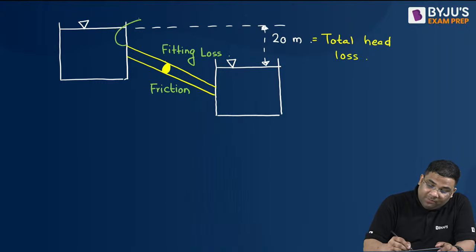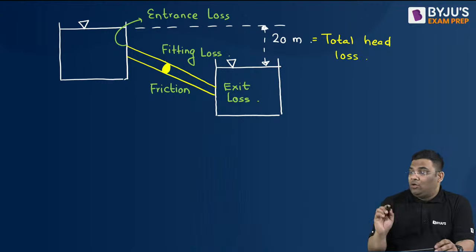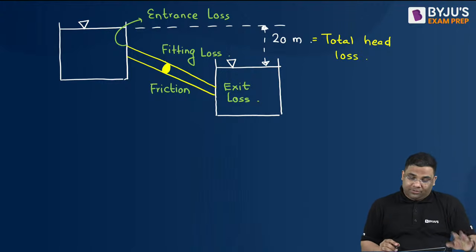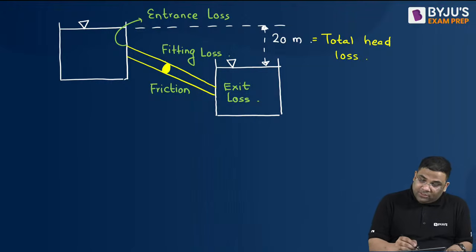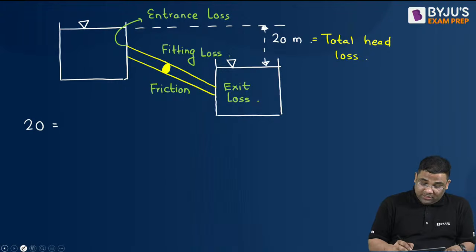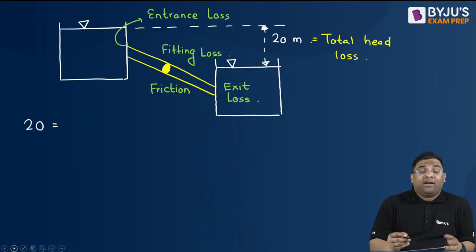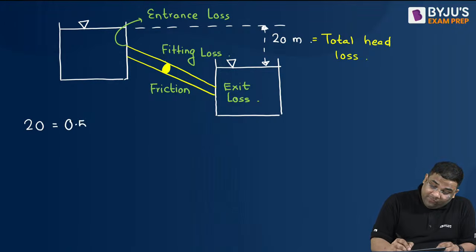Here there will be what? There will be entrance loss, because the water is entering the pipe. And here the water is exiting from the pipe, so there will be exit loss. Understood? Any other loss you are able to see? No, there is no other loss. Now the total head loss is 20, and that will be equal to first the entrance loss. The entrance coefficient is given how much? 0.5, and we know that entrance loss is what? 0.5 v square by 2g.